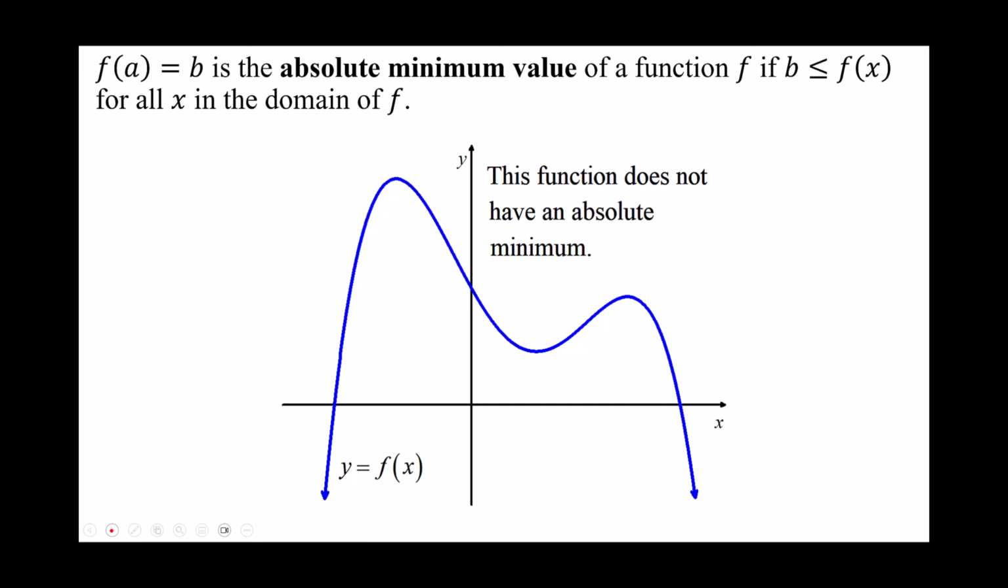f of a equals b is the absolute minimum value or global minimum value of a function if b is less than or equal to f of x for all x in the domain of f. This function does not have an absolute minimum value because both the right side and the left side will continue to go down, and so there is no absolute minimum value.